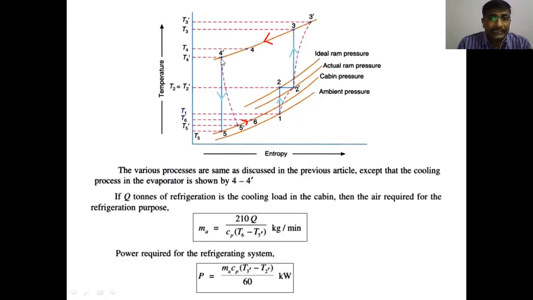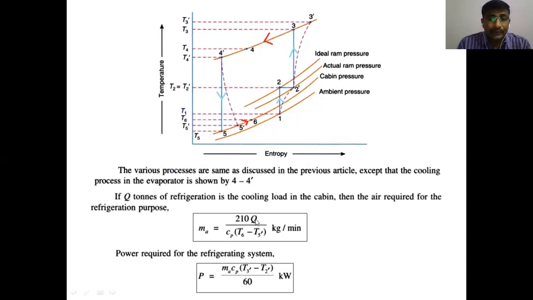This is the extra process that occurs in the evaporative vessel when compared to the simple air cooling system. If Q tons of refrigeration is the cooling load in the cabin, then the air required for the refrigeration purpose is given by the formula written here.